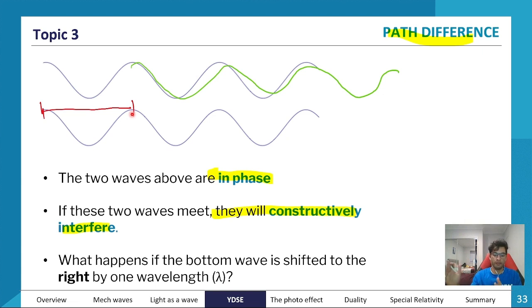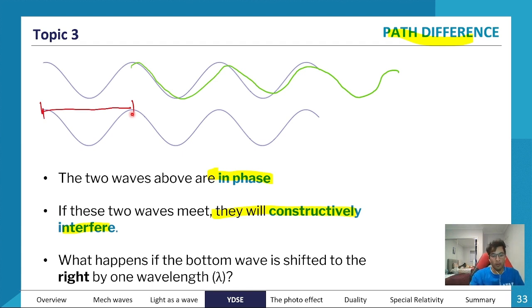And because it's moved one wavelength across, and it's the same wave, these two waves are still going to constructively interfere. Why? Because again, it's the same wave. They're traveling in phase, they're traveling together. So these two waves are going to constructively interfere, and you're going to get a bigger wave.